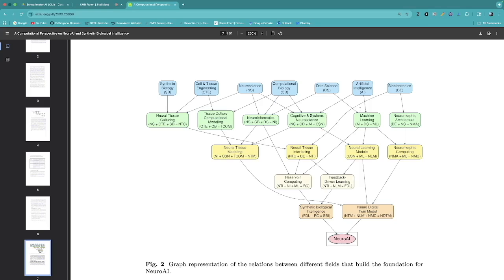And then all the tools that we have here: neural tissue culture, computational modeling, cognitive and systems neuroscience, machine learning, and then the next level are these different approaches: neural tissue modeling, neuromorphic computing. Then you also have reservoir computing and feedback driven learning, and then synthetic biological intelligence and neurodigital twin model, and then NeuroAI.